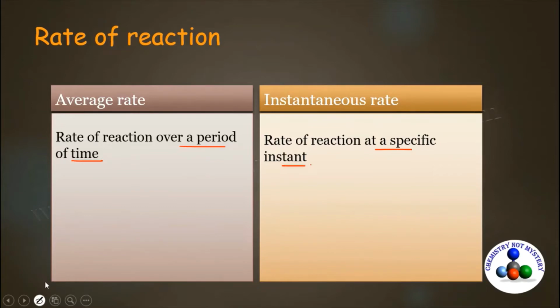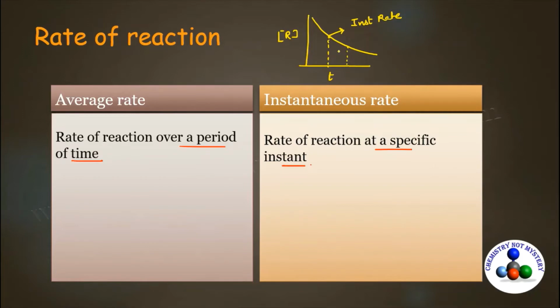For example, when you observe the change in concentration of reactant with respect to time, you will get a decrease in reactant concentration. But when you observe the rate of reaction at this particular instance, at this instance the rate of reaction will be the instantaneous rate. But when you observe the rate of reaction at this given period of time, the rate of reaction will be the average rate of reaction.